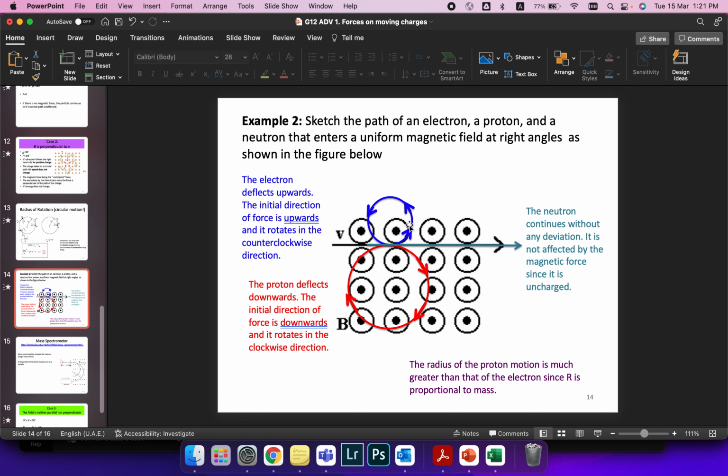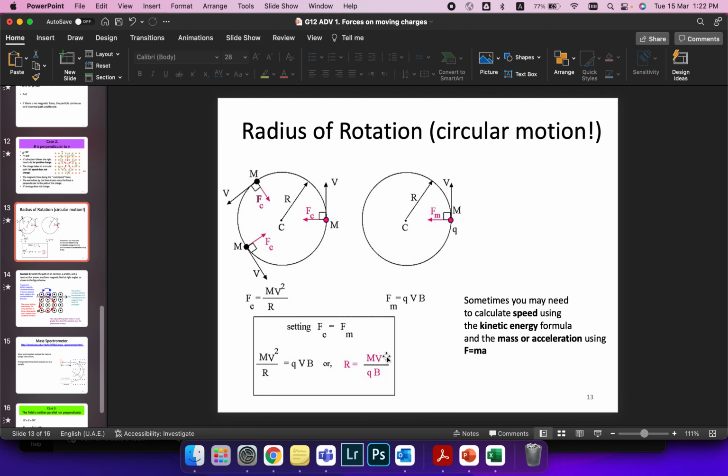Okay. And if you were to sketch a path, of course, you will know that the electron might go in one direction because this is pointing out. You can check with your right hand rule. The proton will go in the opposite direction, and you will see that the radius is bigger because the mass is bigger. Bigger mass means bigger radius. According to our rule, mass is bigger, radius will increase.